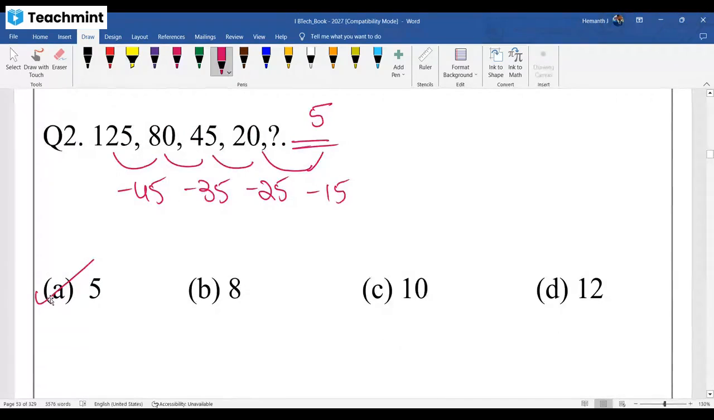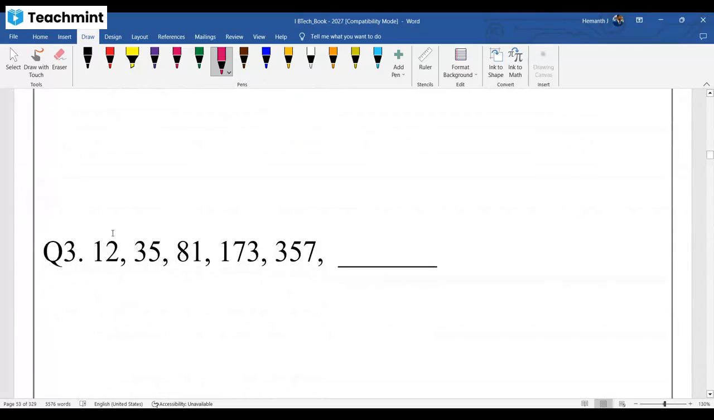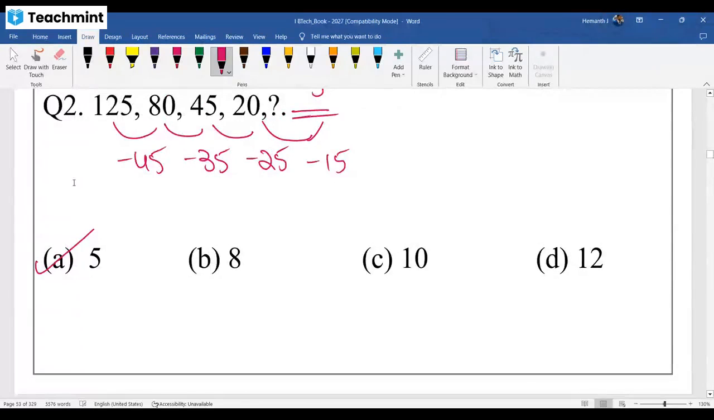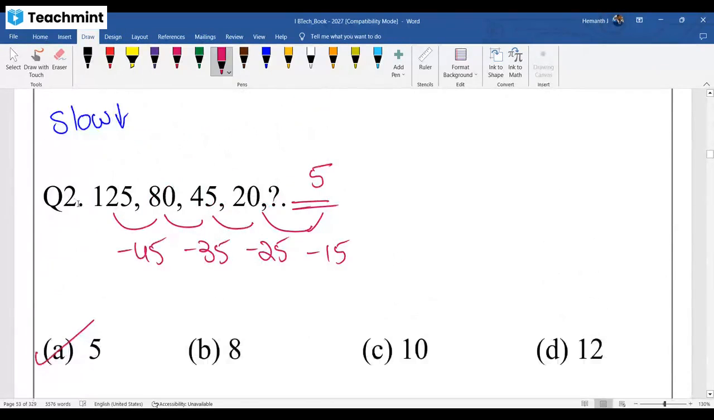Hope you understand, right? 5 is the answer. Good. See this question. Hope you're done with the previous. 5 is the answer. Slow decreasing: 45, 35, 25 and 15.